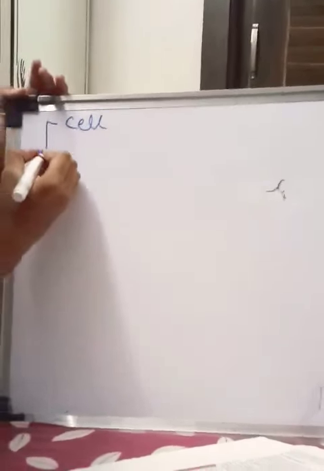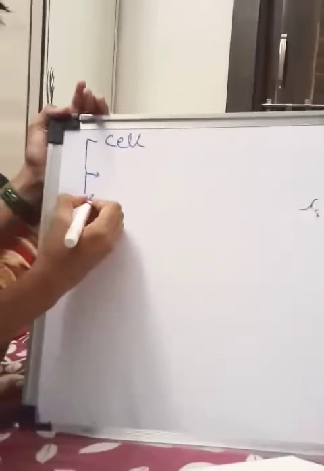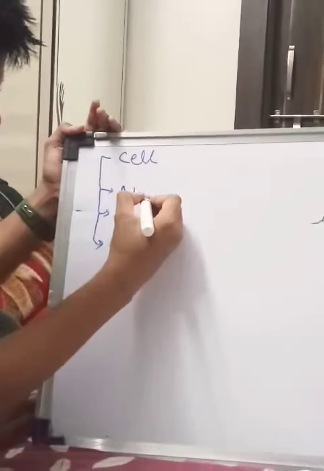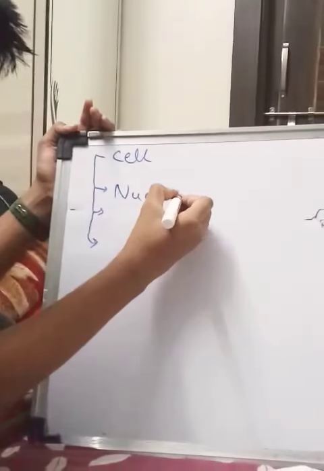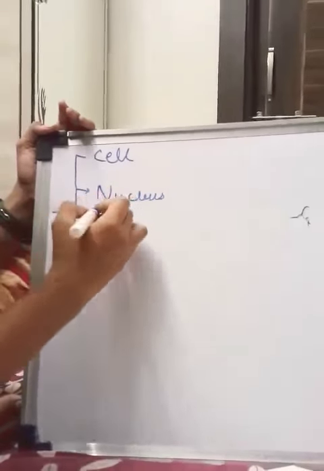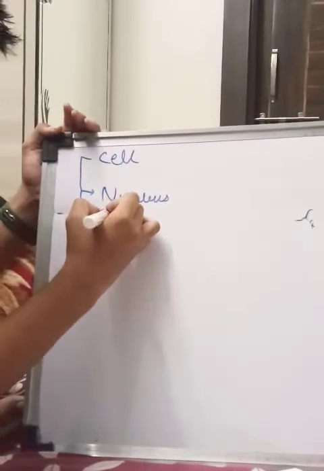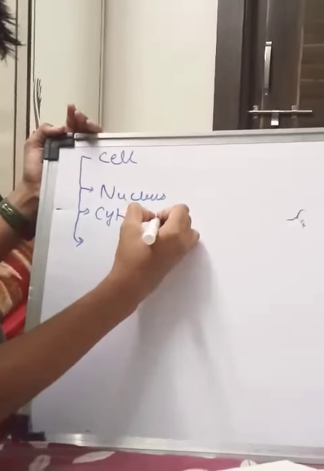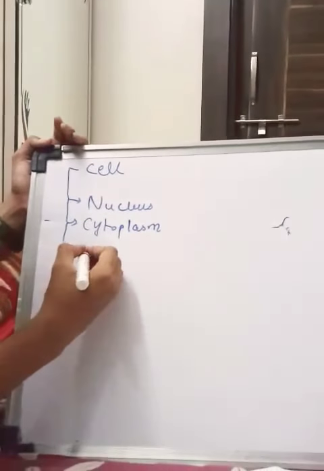Then comes the question: what is a cell made up of? A cell is made up of three components, namely the nucleus, the cytoplasm, and the plasma membrane.